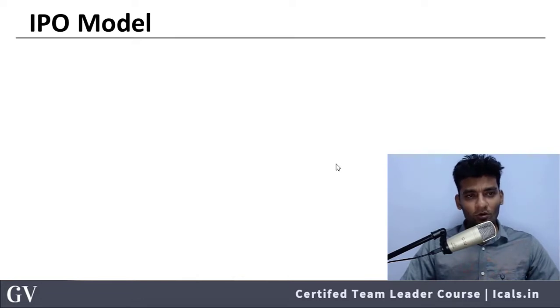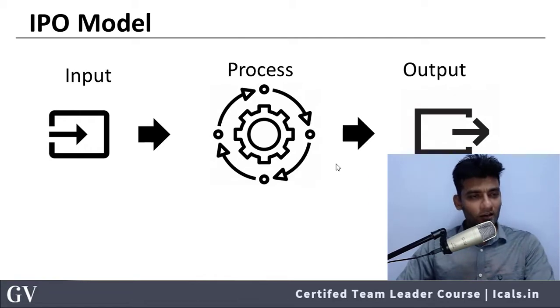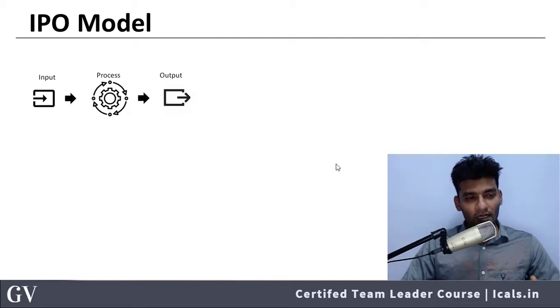Let's see what is an IPO model. IPO model means input, process, output. In order to achieve any output, you need to have a process in place. And for the process, what is it needed? You need an input. So input, process, and output. This is a very simple model where you will be able to visualize this in every part of your organization, be it your project.